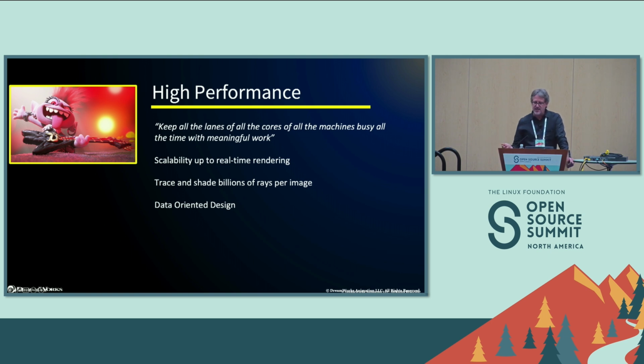So all renderers have a personality. This quote here about keeping all the lanes, this is our mantra and our personality and a key aspect of our vectorized architecture, and it is our guiding principle for development. Our goal was to achieve scalability up to real-time rendering, leveraging all the available hardware. The need to trace and shade billions of rays implied thin interfaces and no data structure redundancy. We also embraced data-oriented design. This is a methodology that you may have heard of that first grew in the games industry, but we applied it with great success on MoonRay.